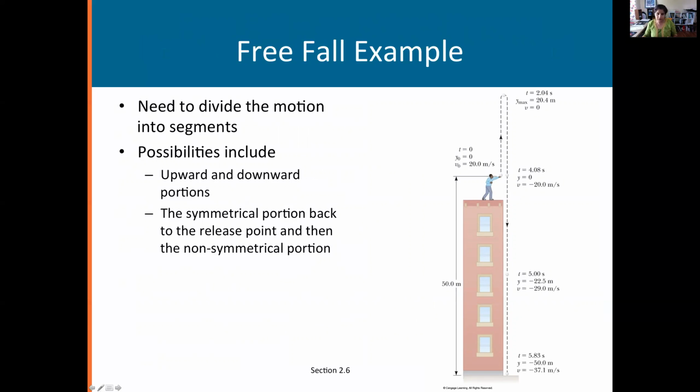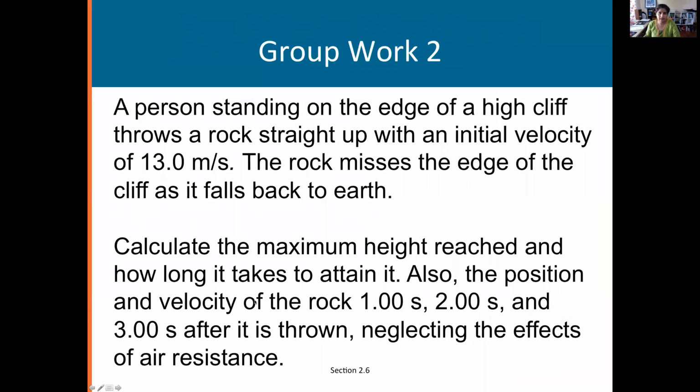Sometimes you'll have questions where this object is launched from on top of a building or a cliff. So you might have a symmetrical portion of the object going up and coming back down from where it was launched. And then you might have a further portion coming back down this given height, right? Or the height might be asked for. So you sometimes split the motion into this symmetrical part and then the rest of it. Another way of doing it is to split the motion into all the upward motion and then all the downward motion. Okay, so that's just talking about it. We'll do some examples in a minute.